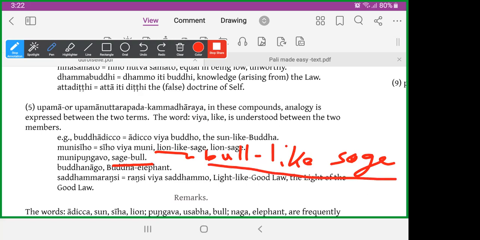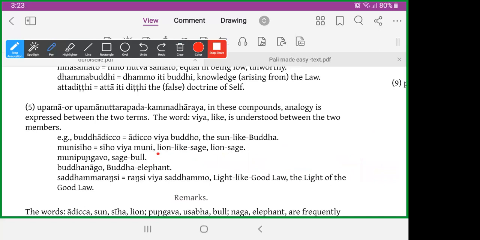Muni actually means a wise person. So if you say bull like wise one, or you put it in better English, the wise person who is like a bull, the whole sentence may be more understandable. All right, I think this example is good because it follows the Pali exactly. Siho via Muni.